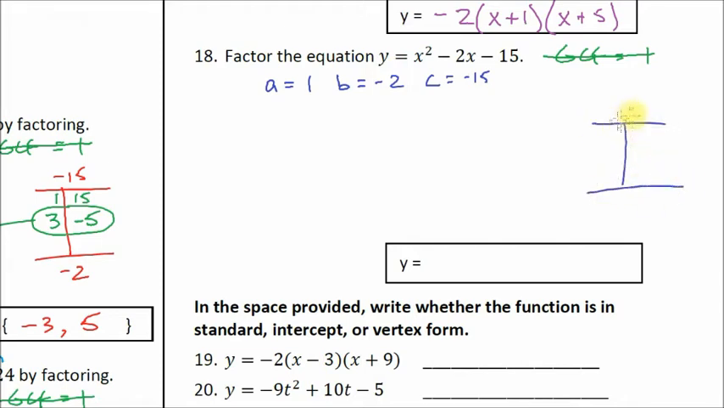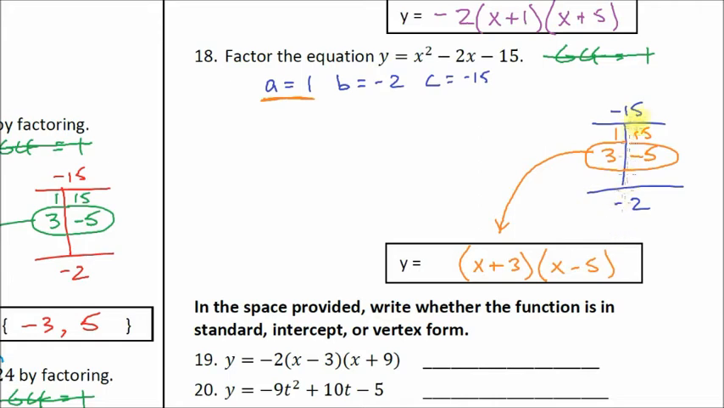Let's take a look at our combinations. A times C is 1 times negative 15, which is negative 15. B is negative 2. All right, let's take a look at our combos. 1 and 15, that's not going to work. 2 does not go into 15. 3 goes into 15. It's looking good. 5 minus 3 is positive 2, no good. 3 minus 5 is negative 2, that is good. Got our combo, and since A equals 1, and we don't even have a GCF, we can go right down to here, and we can write our final factored form, x plus 3 times x minus 5.